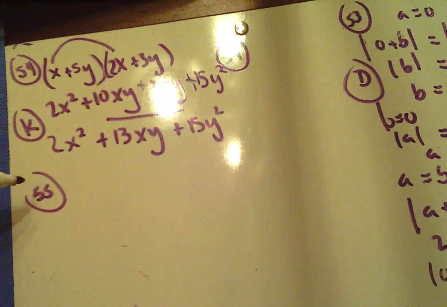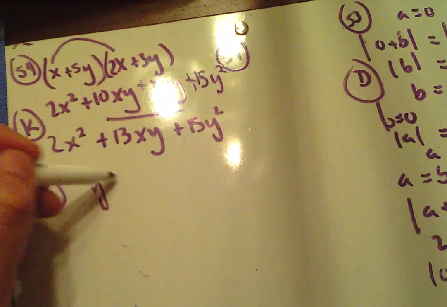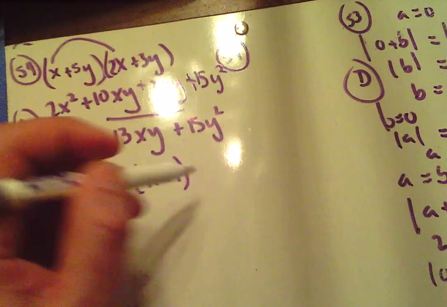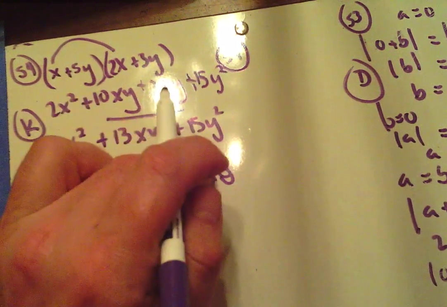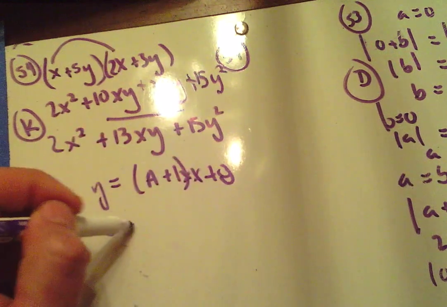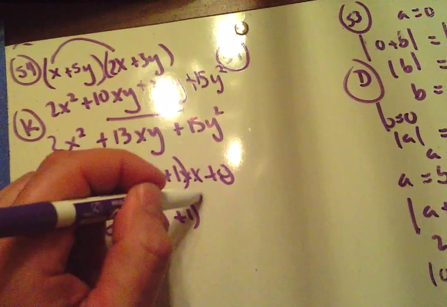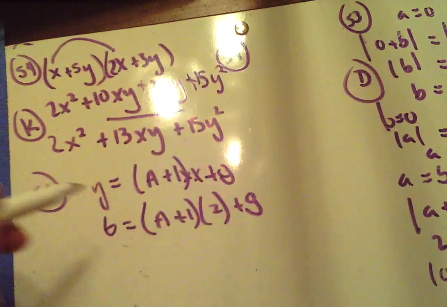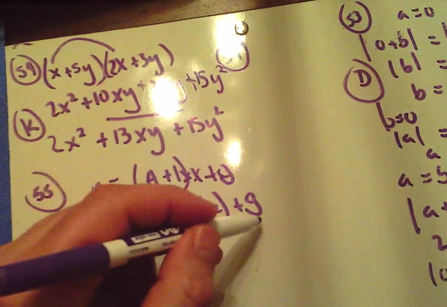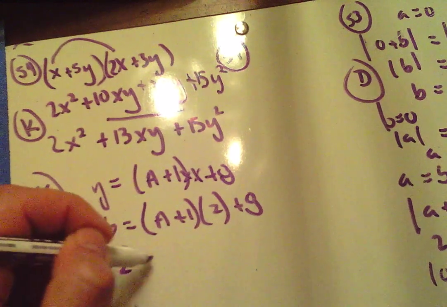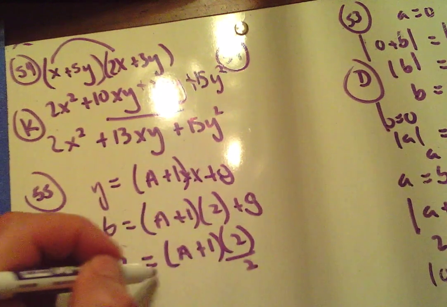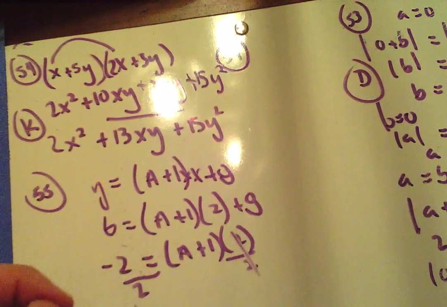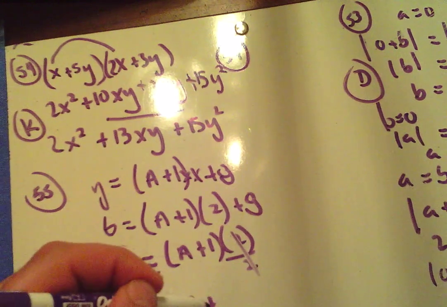What about 55? For real number A, the graph of the line y equals a plus 1, x plus 8, passes through 2, 6. So 6 goes here, and a plus 1, 2 goes here. Okay, so I subtract 8 from both sides. I get negative 2 equals a plus 1 times 2. Divide both sides by 2. I get negative 1 equals a plus 1.